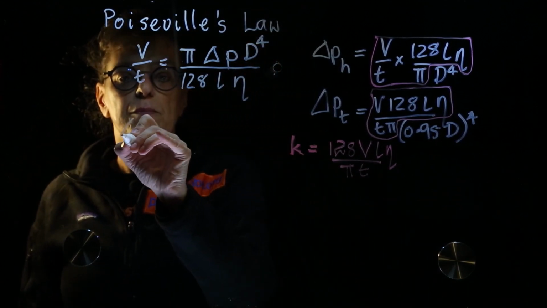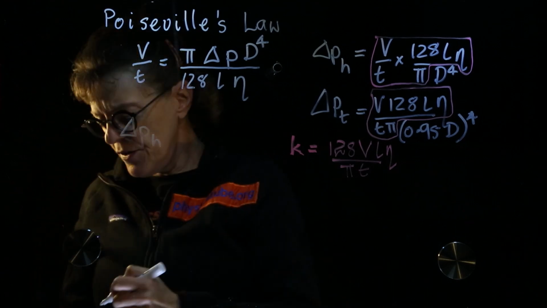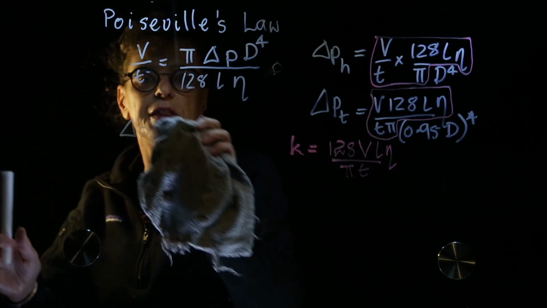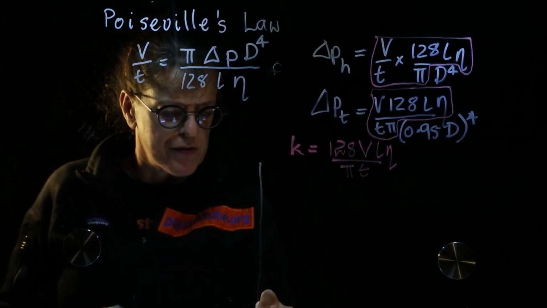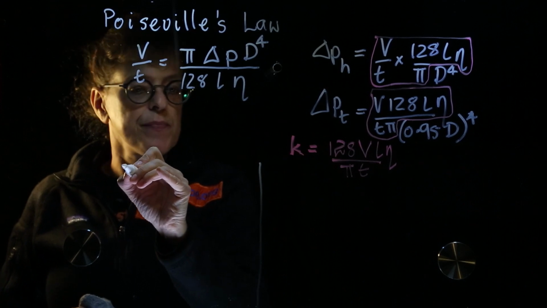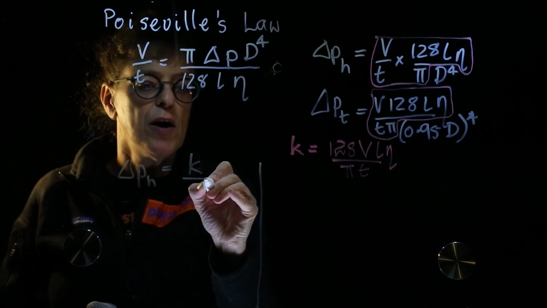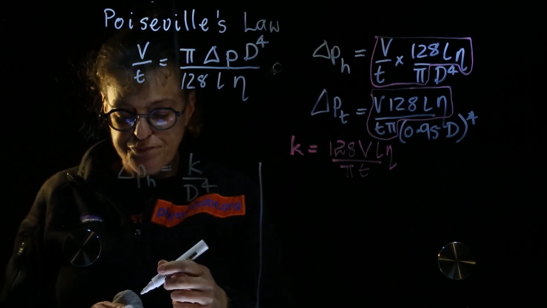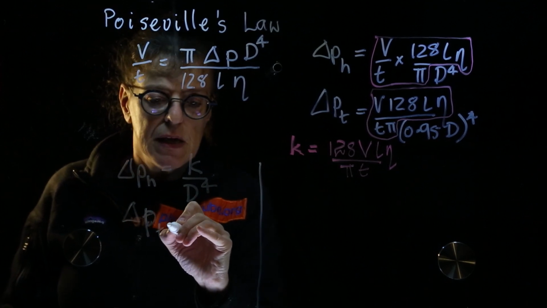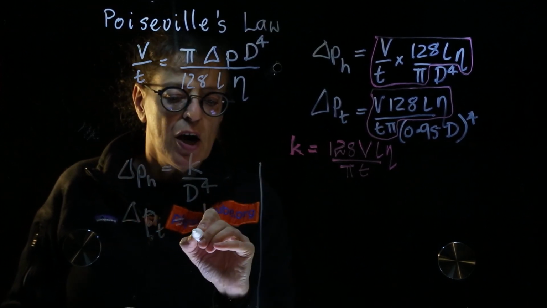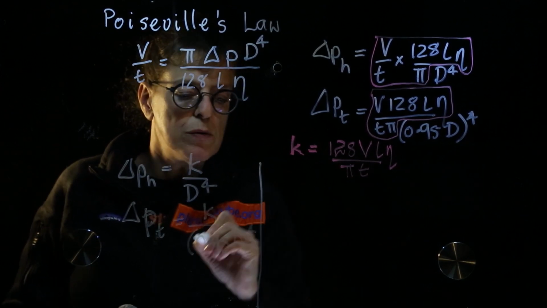So we get delta P healthy. This is a bit of a mess of a board. I'm not going to go over there and do this. I will press on down the page, but I might end up running out of space, so I'll do a line there. Delta P healthy is equal to K upon D to the power 4, and delta P tight is equal to K over 0.95 D to the power 4.